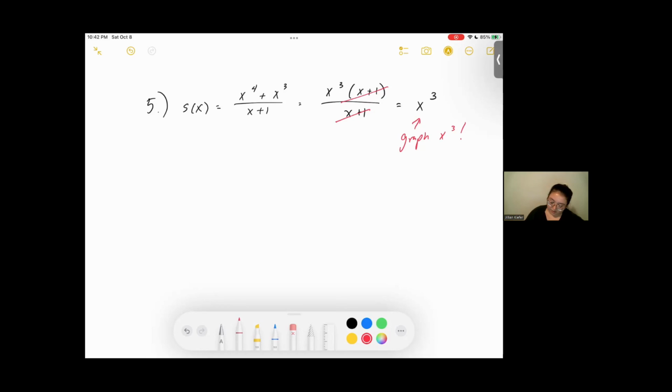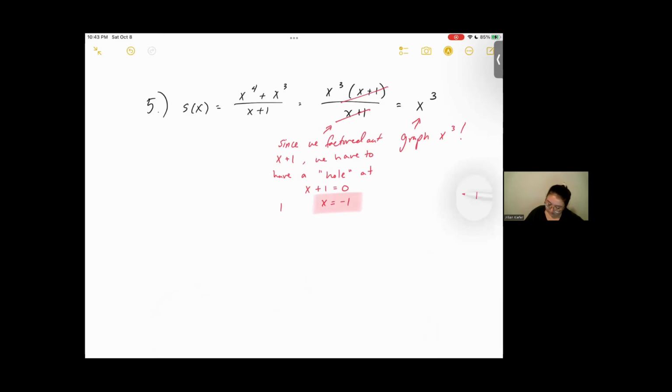So we graph x to the power of 3, but since we've factored out x plus 1, we have to have a hole at that value set equal to 0. So you want to solve for x in this case, subtract 1 from both sides, at x equals -1. So you're going to have a hole at this value.